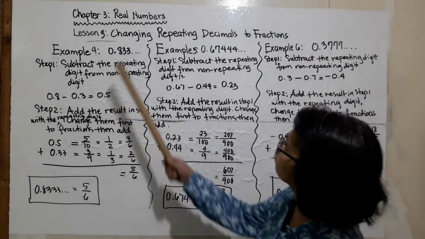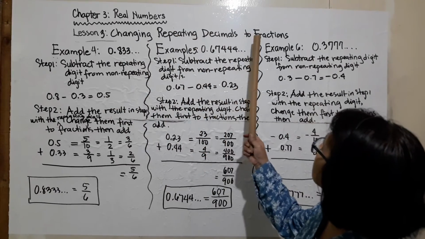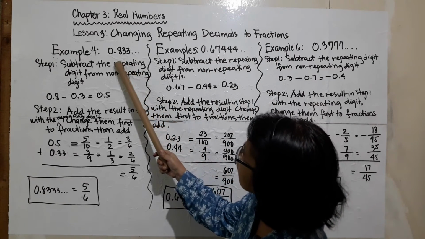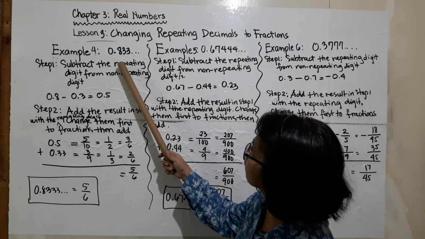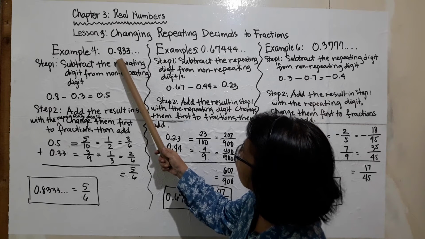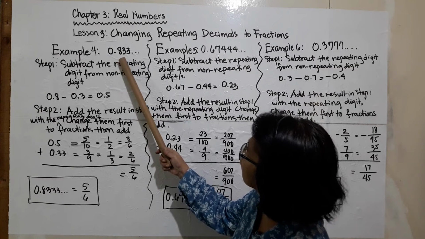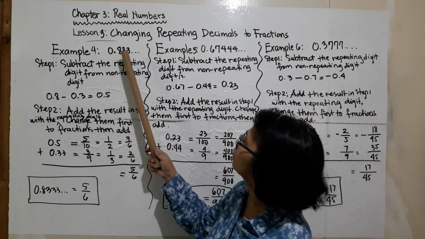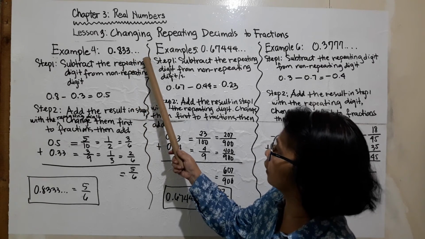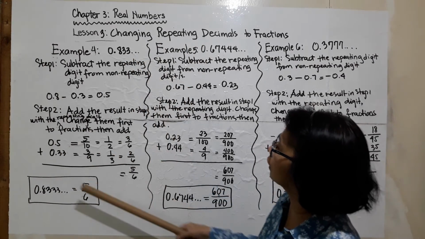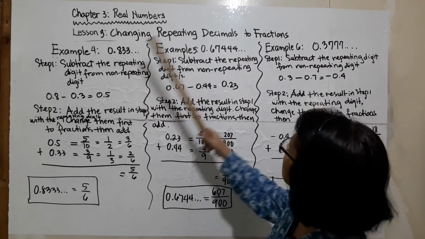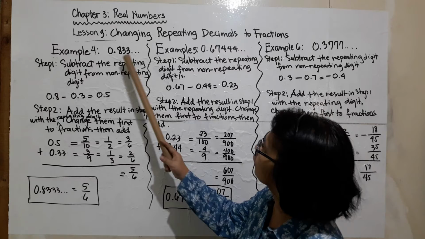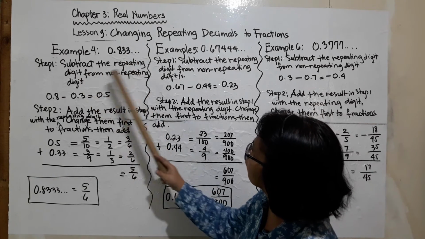We are still on changing repeating decimals to fractions. This time, in example number 4, there is a digit that is not repeating, which is digit 8. Only digit 3 keeps on repeating. So how are you going to change this decimal to a fraction? Step 1. Subtract the repeating digit from the non-repeating digit.